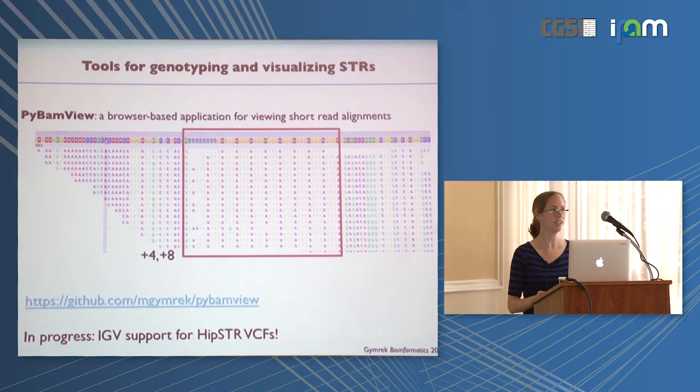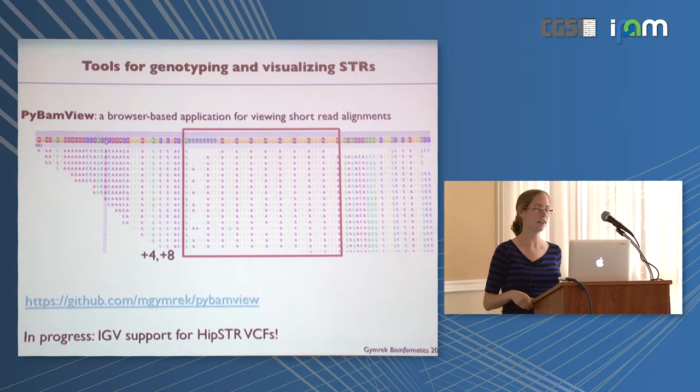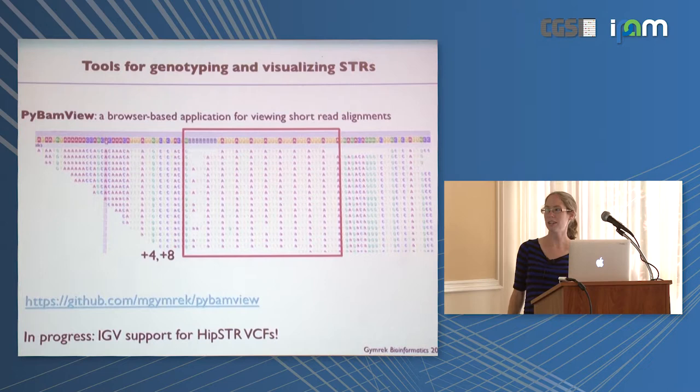Along with genotyping STRs, we found that visualizing them using standard tools is also difficult. There are a whole lot of challenges we need to deal with looking at repeats compared to just looking at SNPs or short indel sequence variation. One big challenge was just visualizing the sequence alignments. We found that a lot of visualization tools either don't display insertions from the reference genome or display them all the same, and we have a lot of different types of insertions.